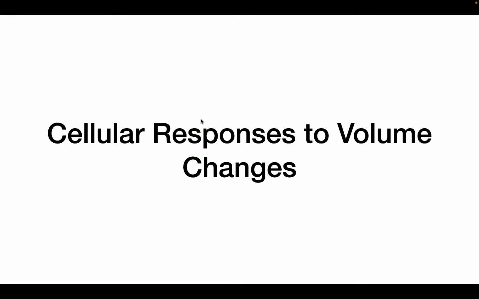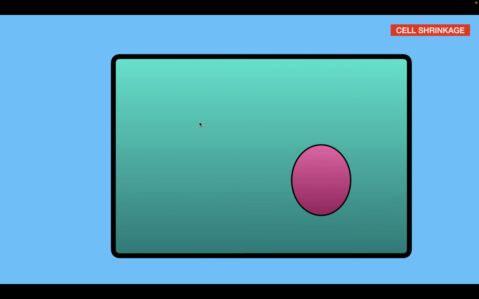The next thing we're going to look at is how the cell responds to different changes in volume. The first thing we're going to look at is how a cell responds when it shrinks in size. The cell will shrink in size when it's exposed to a hyperosmolar environment.